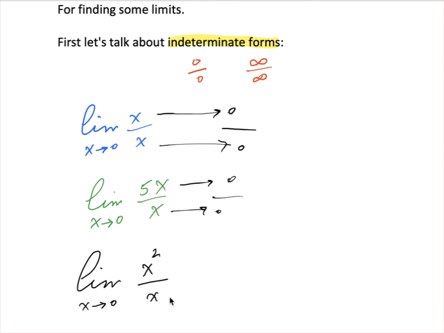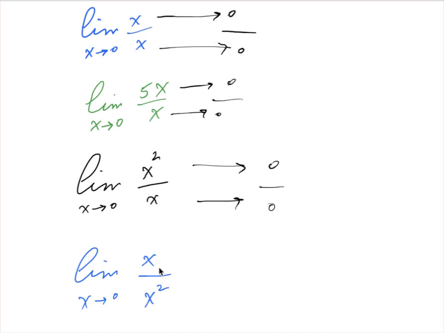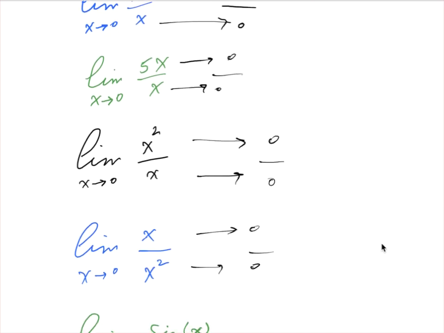And x squared over x also is of 0 over 0 type, because as x goes to 0, x squared would also go to 0. The square of the number also gets closer and closer to 0. So here's x over x squared. That too is 0 over 0 type, the same functions as the one above.